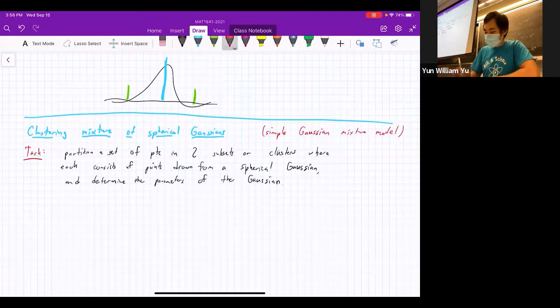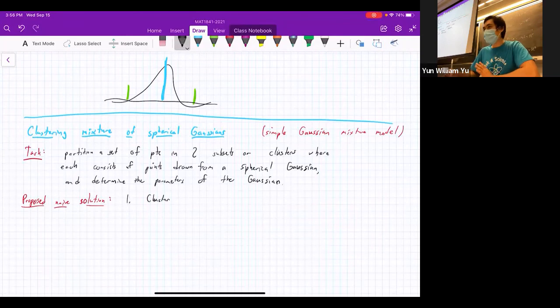So let's give a proposed naive solution, which would never actually be used in practice, but some of the steps are sometimes used. The first step, we're going to just cluster using any clustering method, clustering our data by grouping nearby points.